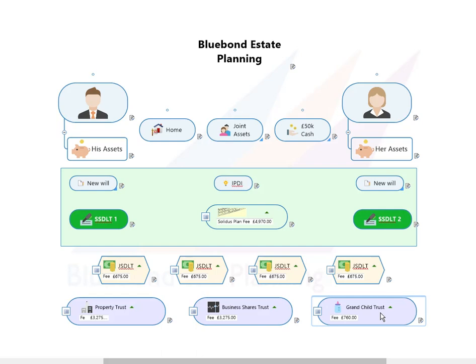Okay, so that's the grandchild's trust, and yeah, set up mainly to leave money separately entirely to the grandchildren during lifetime or on death.